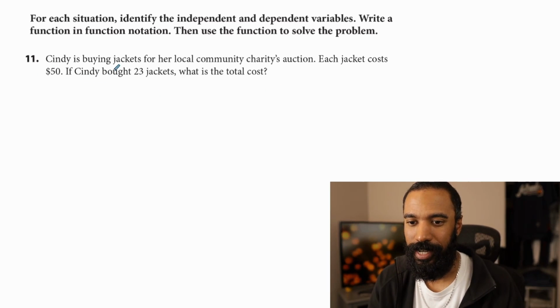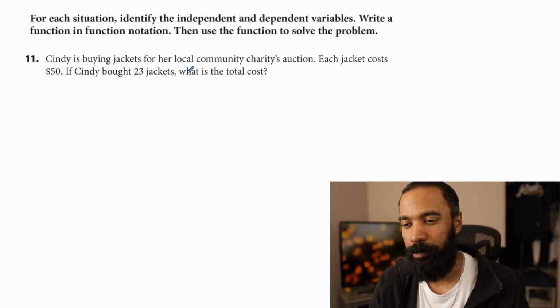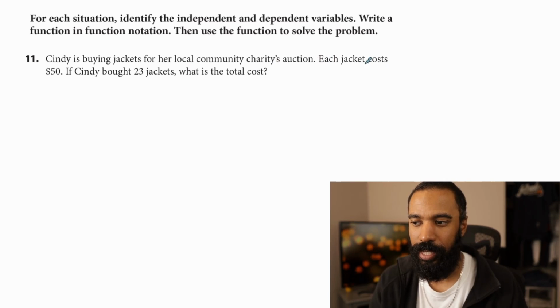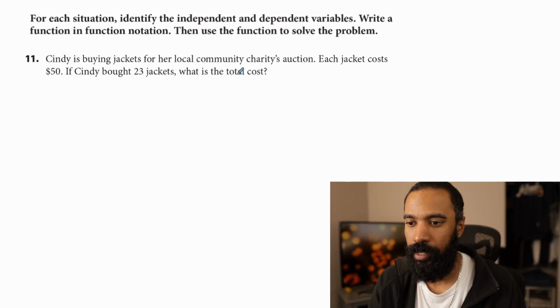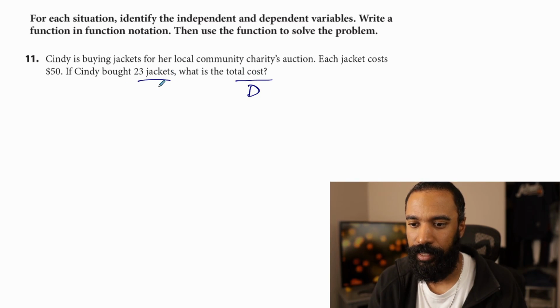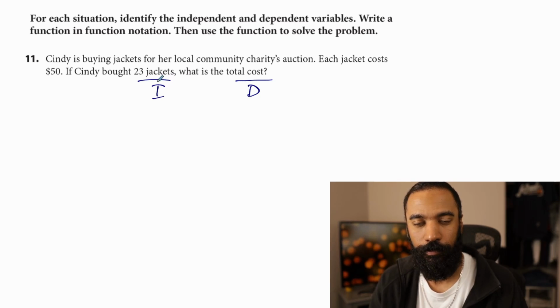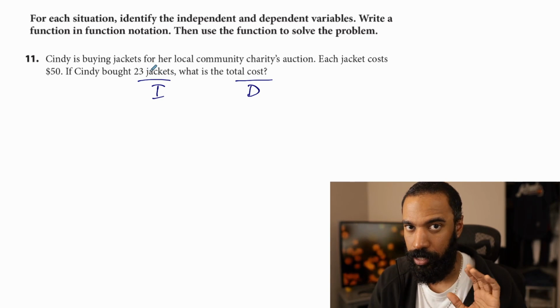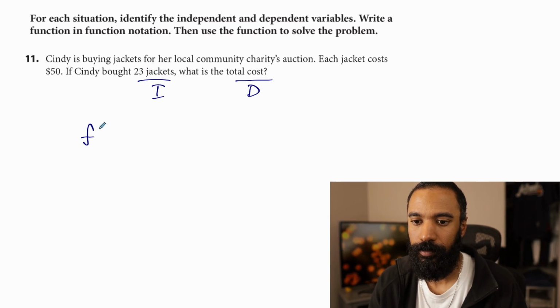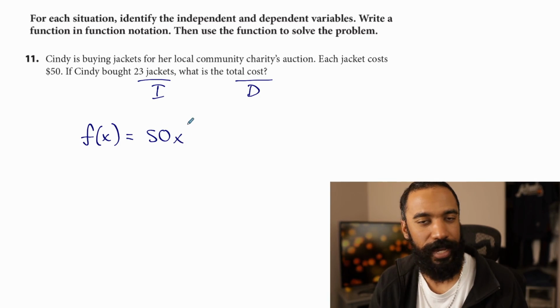Sorry. Cindy is buying jackets for her local community charities auction. Each jacket costs $50. If Cindy bought 23 jackets, what is the total cost? Okay, once again, what is the total cost? It depends on the number of jackets. And first we write it without the 23 jackets, just X. Each jacket costs $50 times the number of jackets.